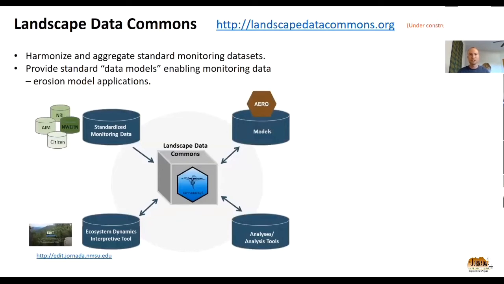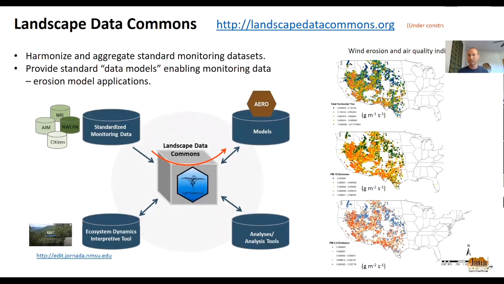So one of the big motivations for us in developing the landscape data commons was to be able to link models like Aero to the monitoring data sets and run them efficiently. So harmonizing and aggregating the data sets and then developing data models that enable us to calculate standardized inputs to tools like Aero. And so that's what we've been focusing on for the last few years. We can now produce plot level estimates of sediment fluxes and dust emission. And we're now really focusing on how we can analyze and interpret these estimates and deliver them to users in a way that they can actually understand and put to use in a management context.